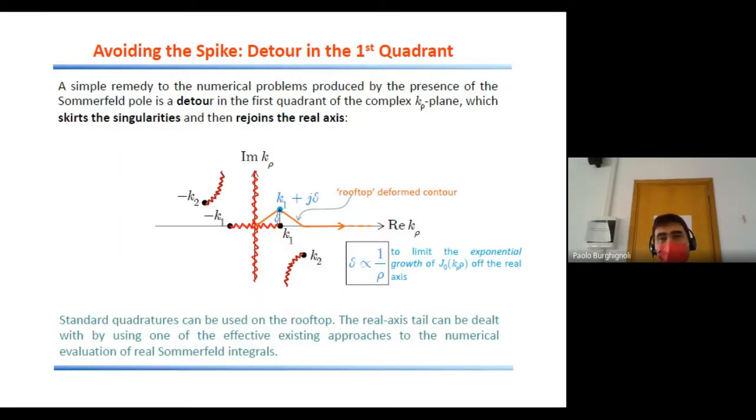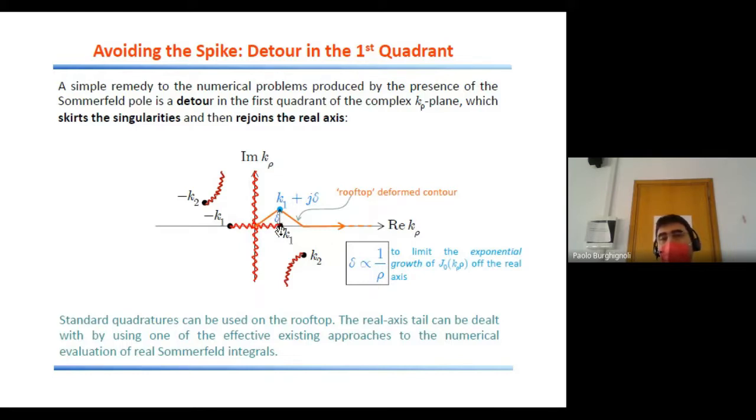Now, in order to avoid the spike, one thing that is typically done numerically to try to address the evaluation of Sommerfeld integrals is to detour the integration path away from the real axis, which is admissible thanks to the Cauchy theorem. You could, for example, choose this kind of path in which you first move in some oblique direction up to a point k1 plus j delta, where delta is a well-chosen vertical displacement from the real axis. Then you go back to the real axis through a second oblique segment, and then there is the so-called Sommerfeld tail, that is the infinite range integral that occurs on the real axis from some place beyond k1 and plus infinity. The vertical displacement delta must be chosen judiciously.